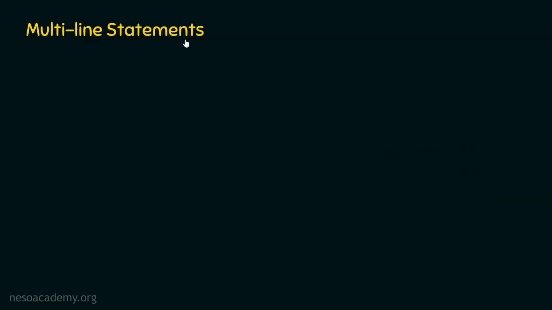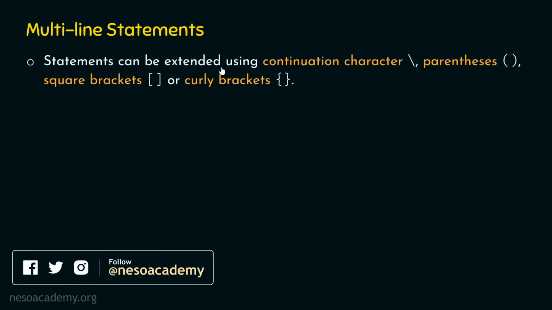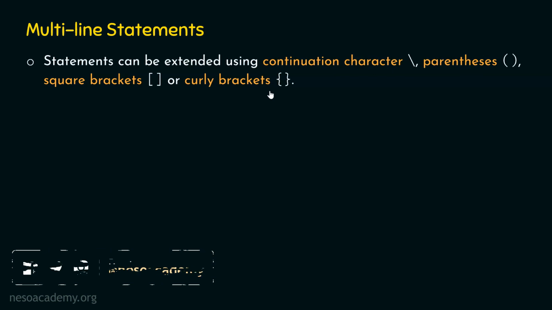So what are multi-line statements? Multi-line statements are the statements that can be extended to multiple lines using continuation character, which is also called the backslash character, parentheses, square brackets, or curly brackets. So we have different methods which allow us to extend the statements to multiple lines. We will see these methods one by one. Let's start with the first method, that is continuation character.